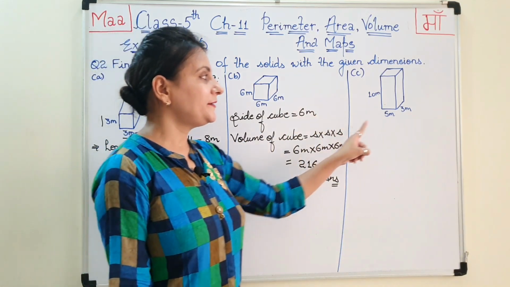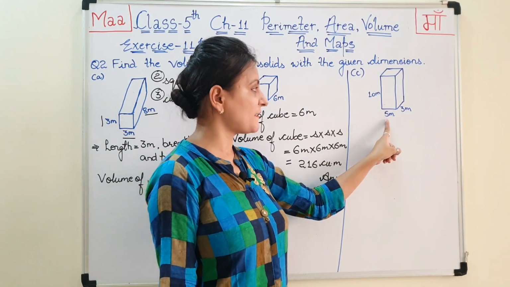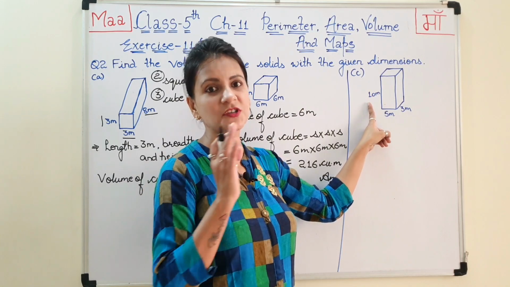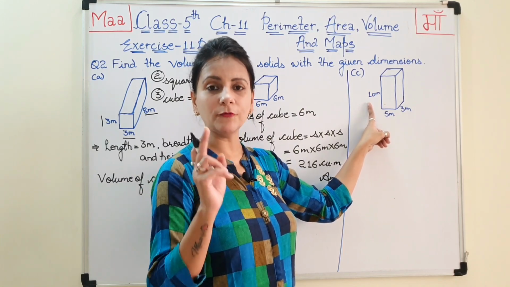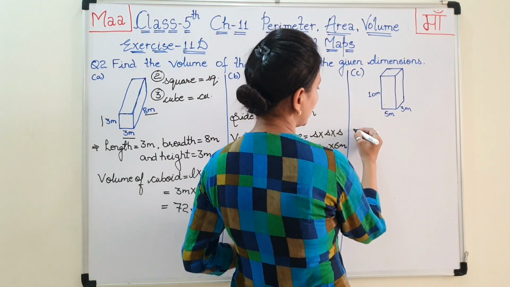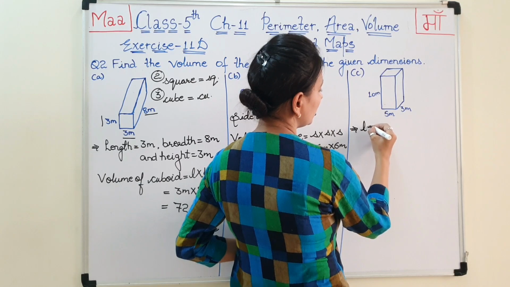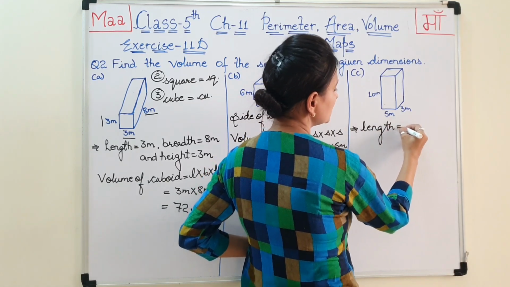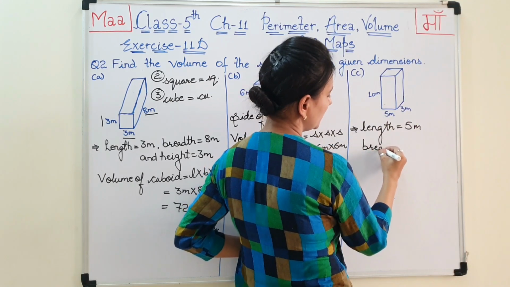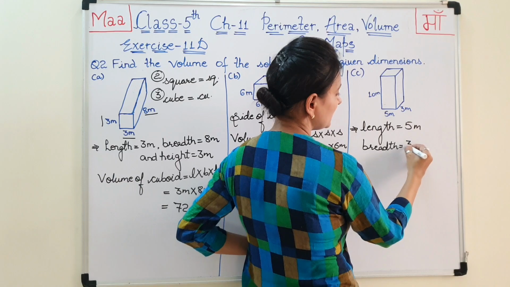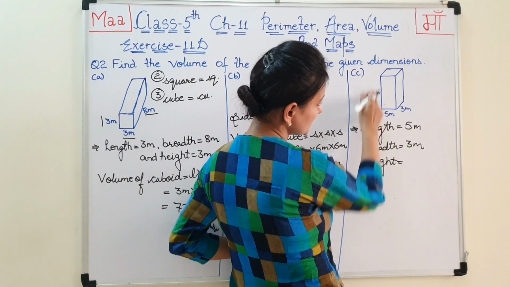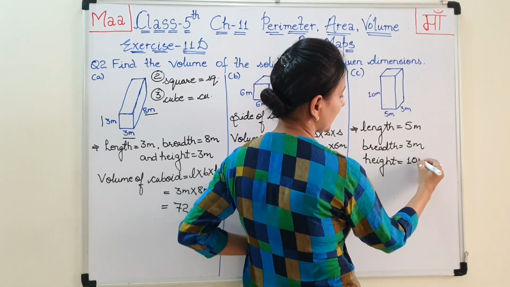Next, C part. It is again 3 different dimensions, 5 meter, 3 meter, 10 meter. So if different dimensions are there, then you understand that the given shape is the shape of cuboid. And for cuboid, I told you the formula: length into breadth into height. So here the length will be 5 meter. This line will be the length. This will be the breadth. So the breadth here is 3 meter. And this is the height of the cuboid, that is 10 meter.